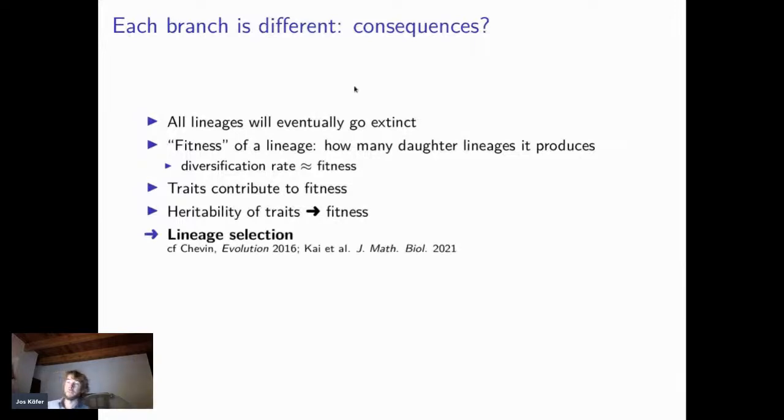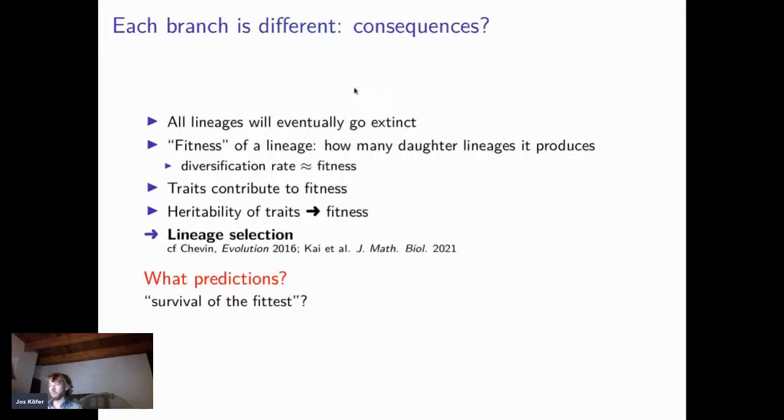So this is what you call lineage selection. The fitness, the diversification rate, is heritable in a phylogeny. That means that lineages with a high diversification rate are more fit. So will we get the survival of only the fittest lineages, and will the lineages with small diversification rates disappear? Well, I'm into the help part of my talk now.